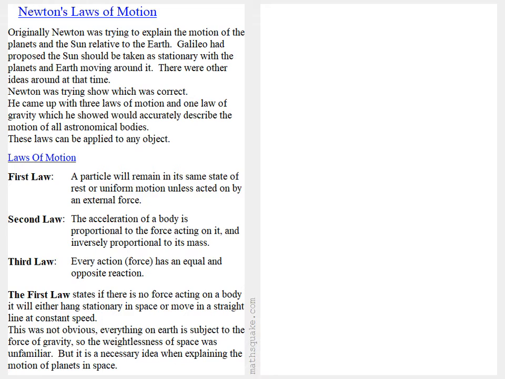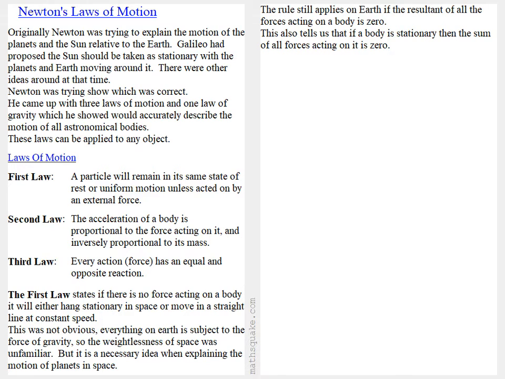On Earth, because of the presence of gravity, there is always at least one force acting on any body. However, the rule still applies on Earth if the resultant of all the forces acting on a body is 0. This also tells us that if a body is stationary, then the sum of all the forces acting on it is 0. This turns out to be very useful because on Earth many things, like buildings and bridges, are stationary. But we still want to find out what forces are acting on them so that we can work out how structurally strong they are.